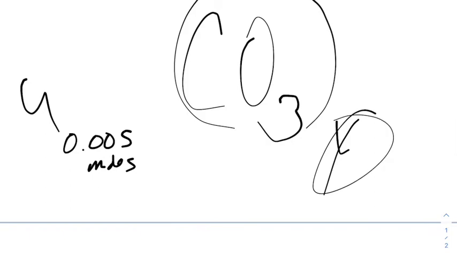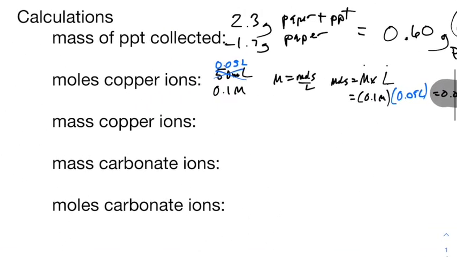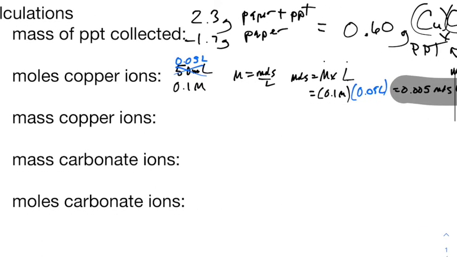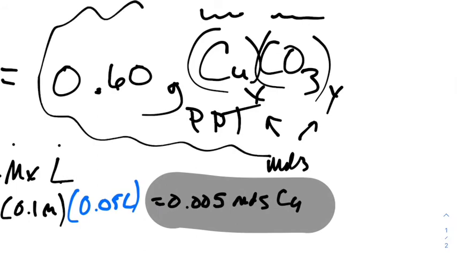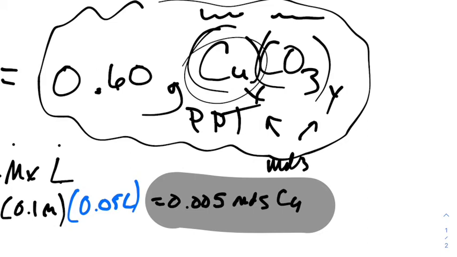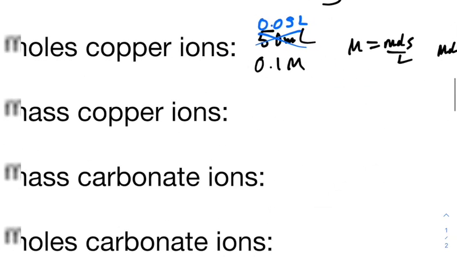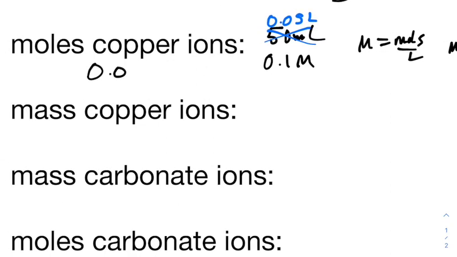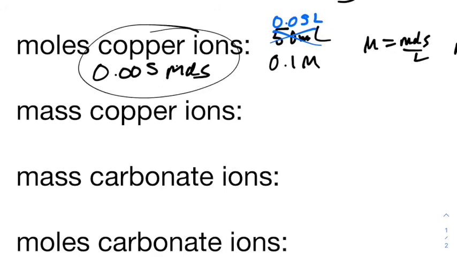Now all I need to do is figure out how many moles of carbonate were there, and I am in good shape. So how are we going to do that? Well, what do we know? We know that there are 0.6 grams of the copper and the carbonate, and we know how much copper is there. So if we just subtract out how much copper is there, that'll tell us how much carbonate is there. So what do we know? We know that there are 0.005 moles of the copper ions.